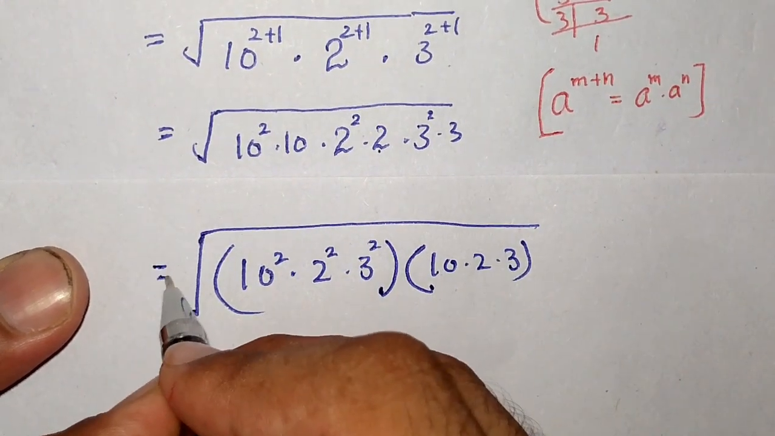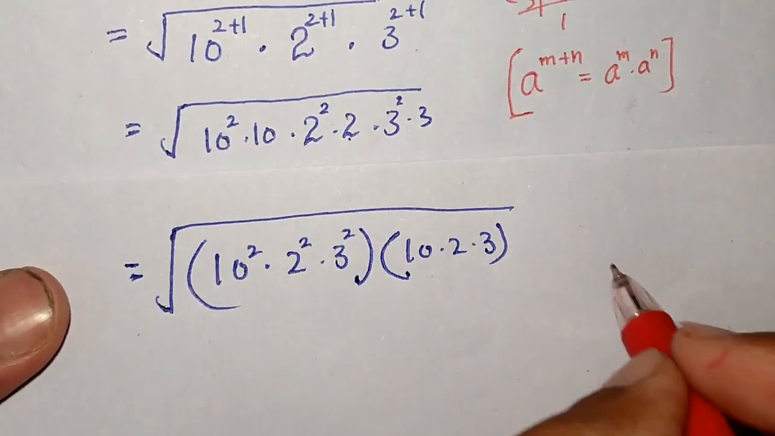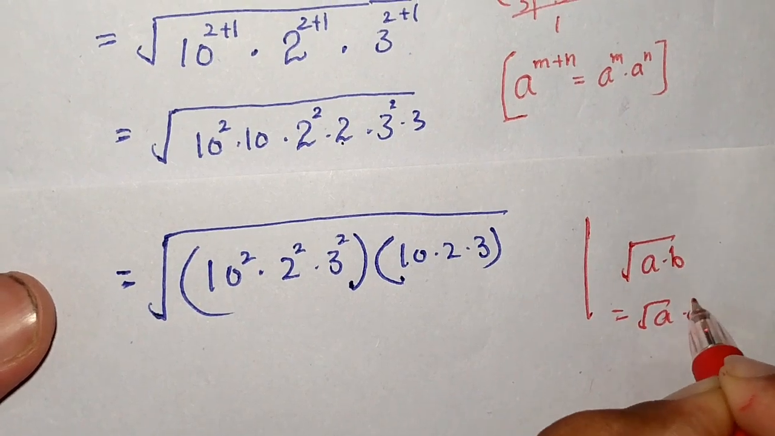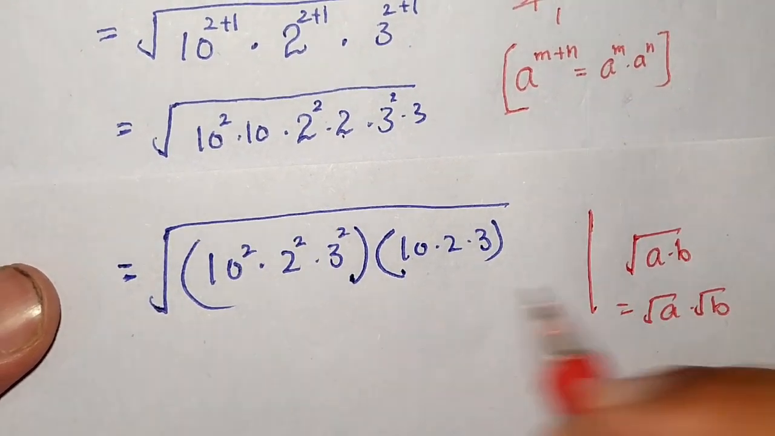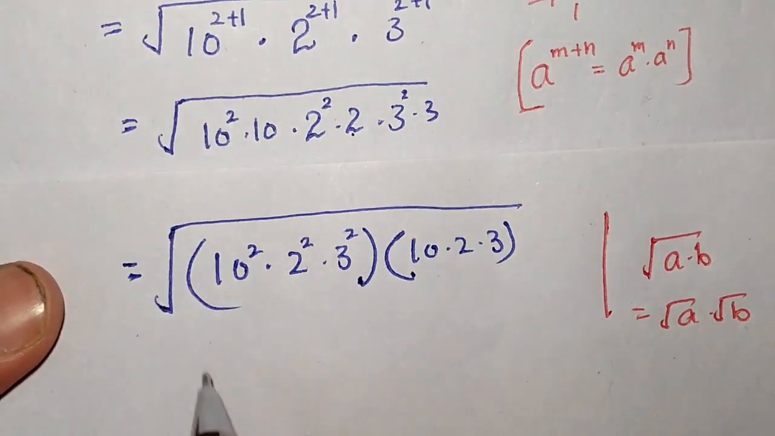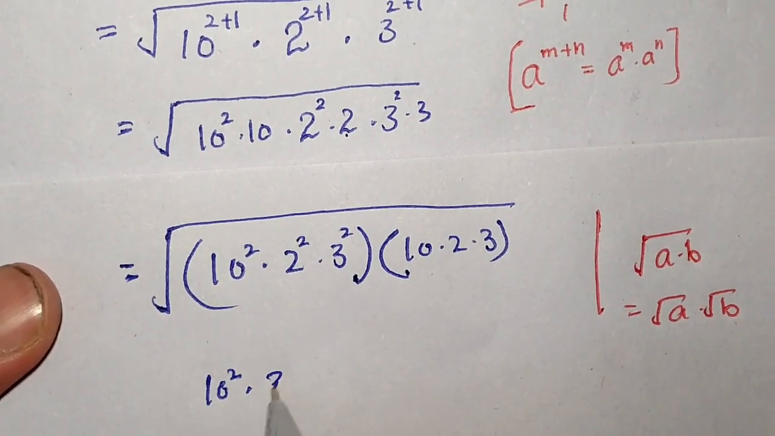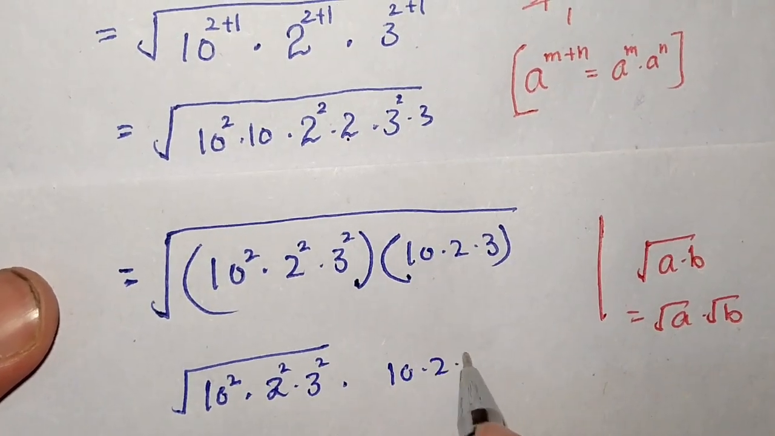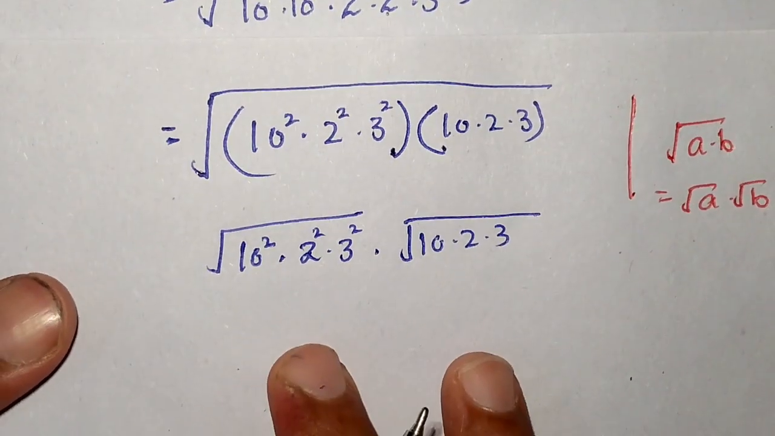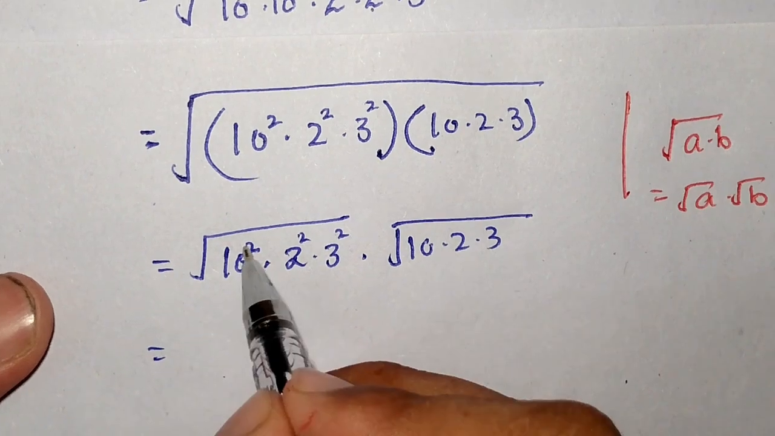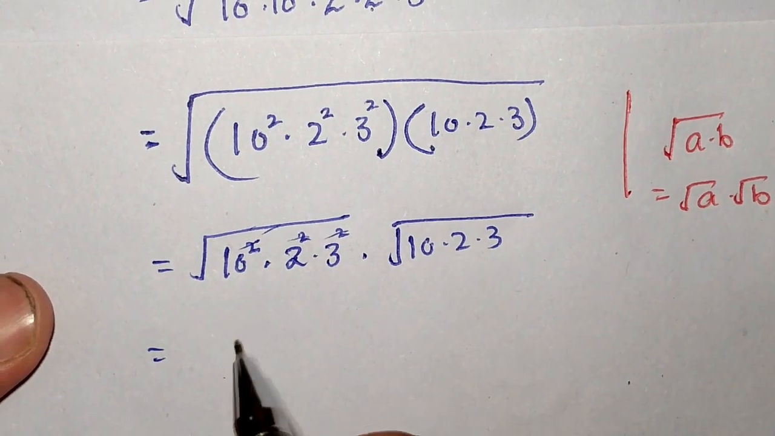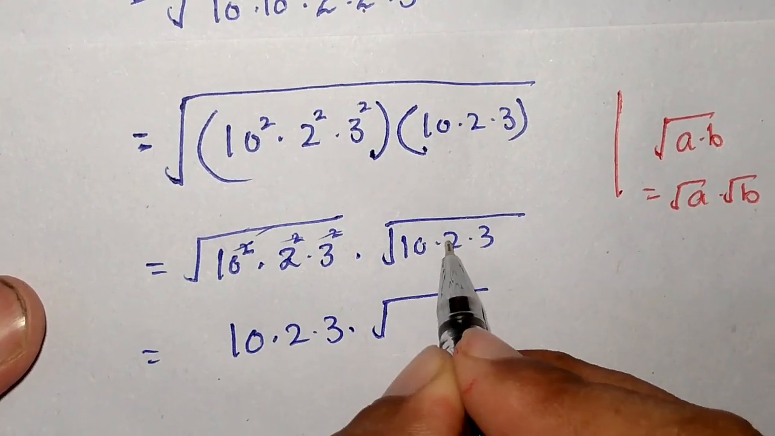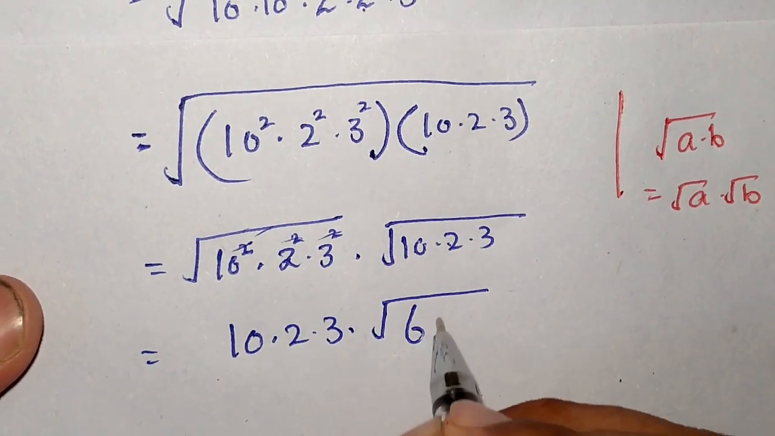Now again in the next step, we know that square root of a times b is equal to square root of a times square root of b. So to apply this condition, this will become square root of 10 to the power of 2 times 2 to the power of 2 times 3 to the power of 2, times square root of 10 times 2 times 3. Now to solve this, we know that this 2 cancels with this square root. So this will become 10 times 2 times 3 times square root of 10 times 2 is equal to 20, 20 times 3 is equal to 60.